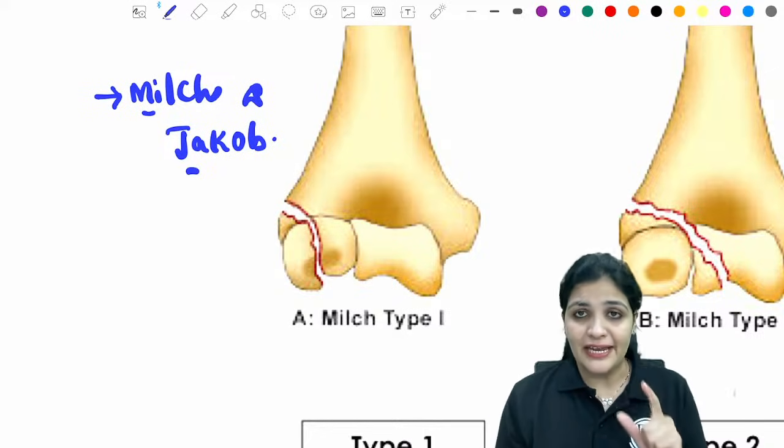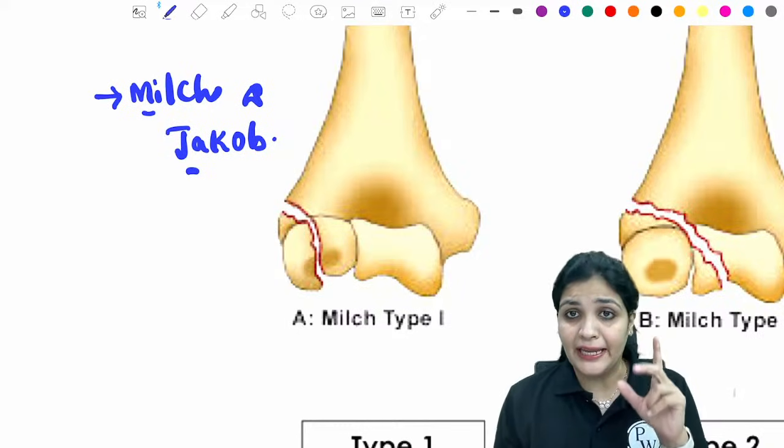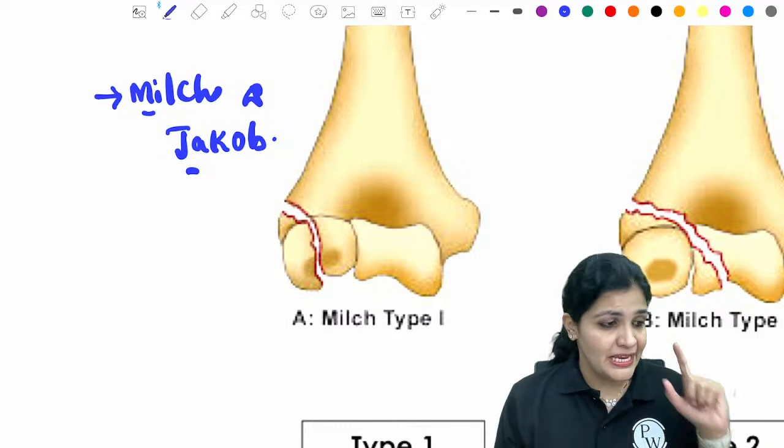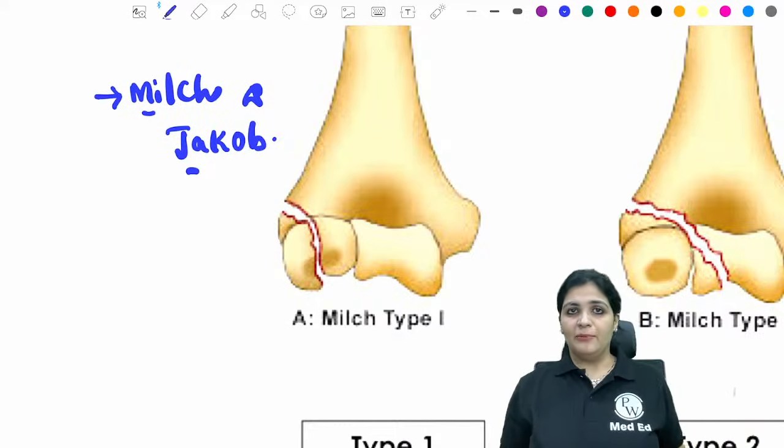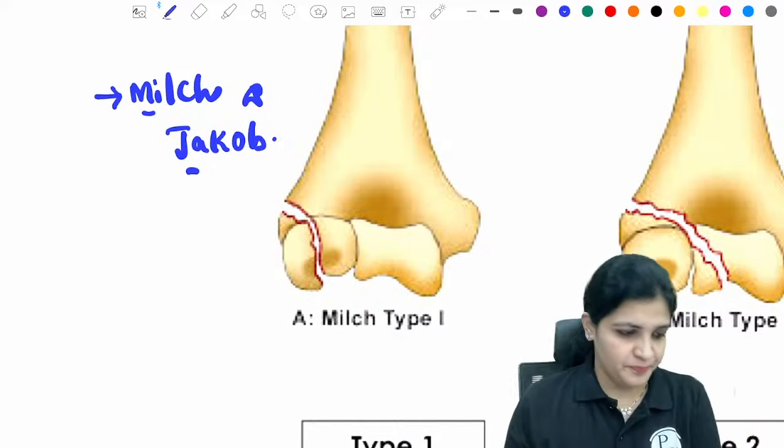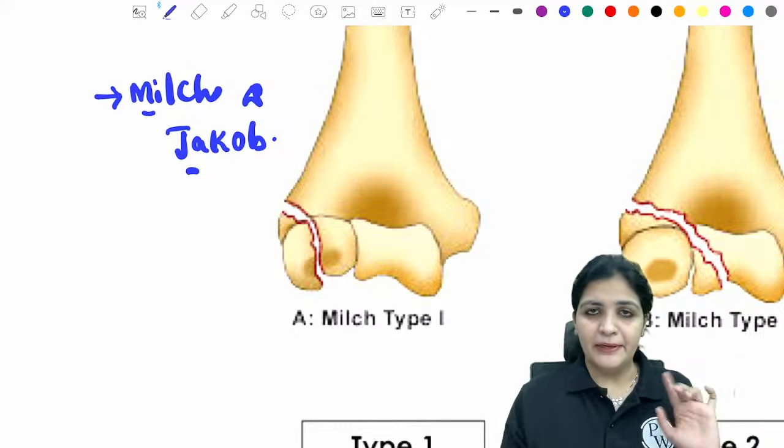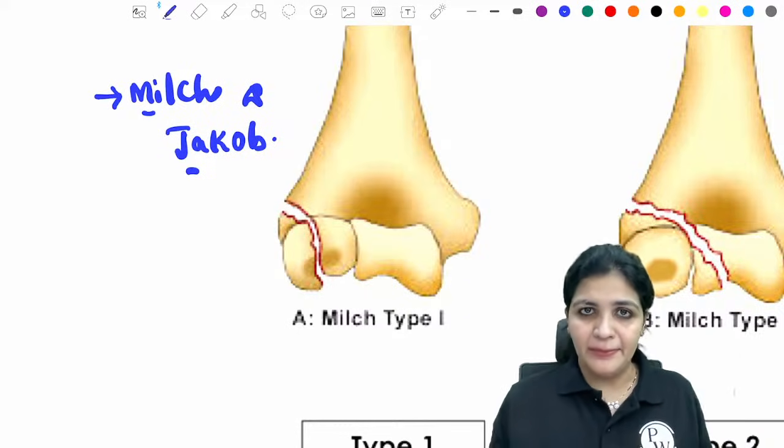Now tell me, what is the classification name for supracondylar fracture humerus? Yesterday we learned it. So what is the name for the supracondylar fracture humerus? Now you type the answer and I'll continue explaining the Milch classification.